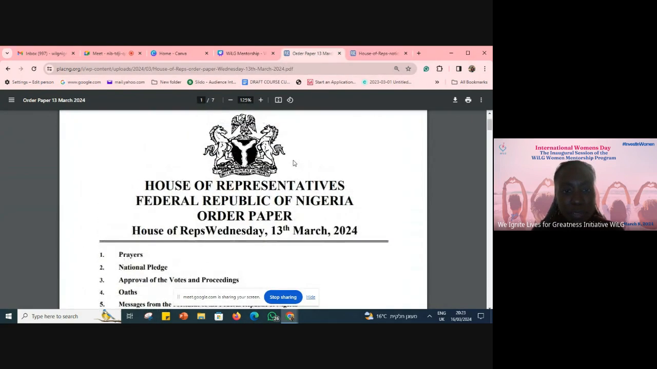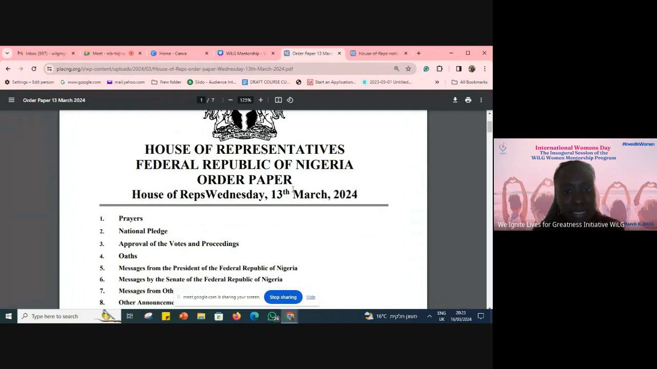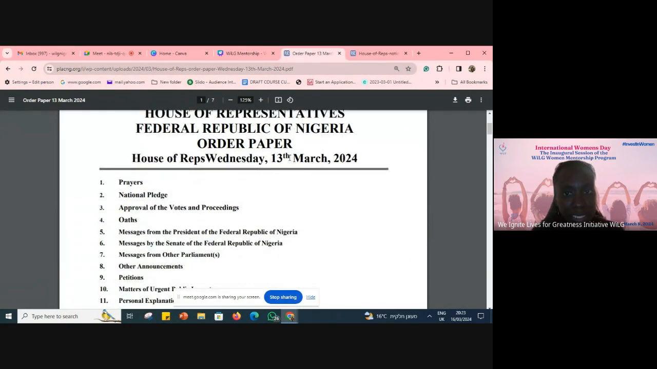Now let's go to the other paper. The other paper is for that particular day. Here we see Wednesday, 13th March 2024. You see that they start with the prayers. So you can see that it's different from the other one. This one is telling you how the day's proceeding is going to go.